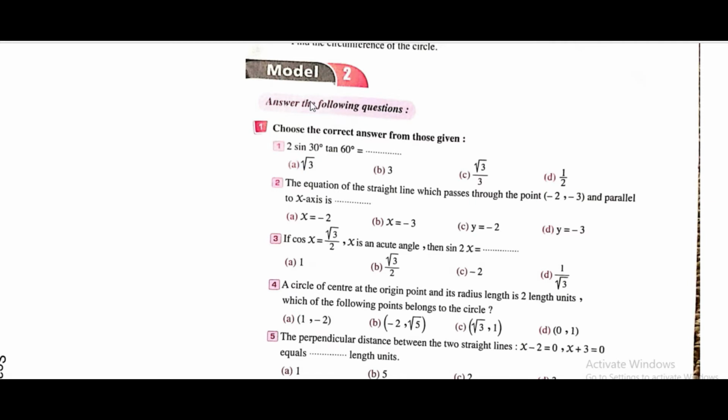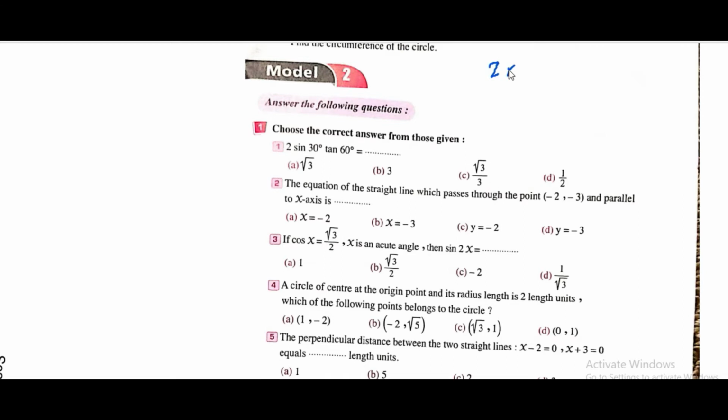Today we will be solving Model 2 from the school book. Choose the correct answer from those given. 2 sin 30 times cosine 60 times tan 60. 2 sin 30 means 2 times sin 30, which is a half, times cosine 60, which is a half, times tan 60, which is root 3. So 2 times a half times a half times root 3. Cancel the 2 with the 2, so the result will be root 3.